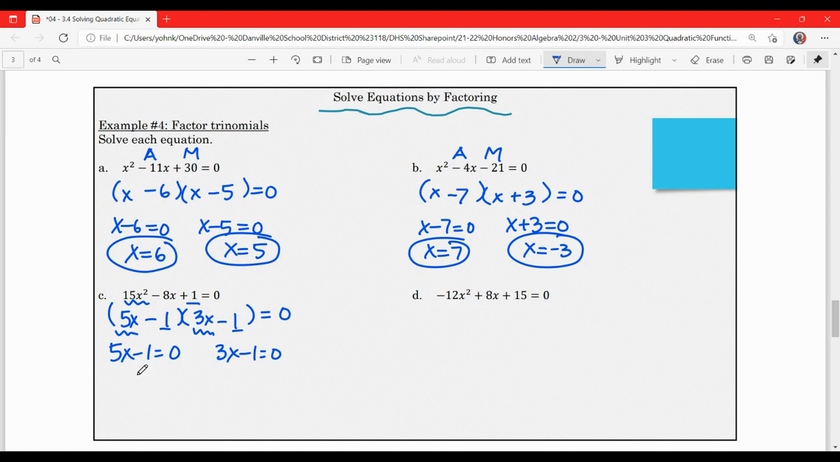In the equation on the left, if I add 1, I get 5x equals 1, so x equals a fifth. The equation on the right, 3x equals 1, so x equals a third.